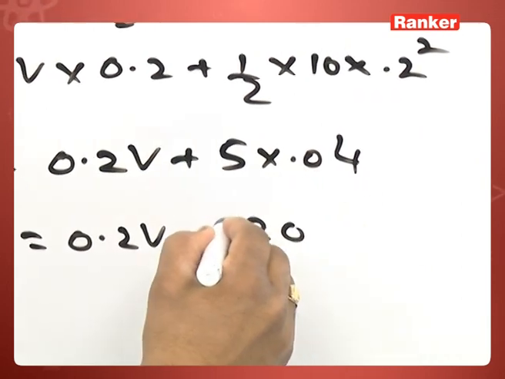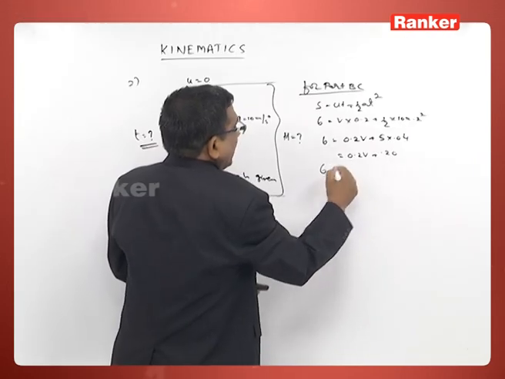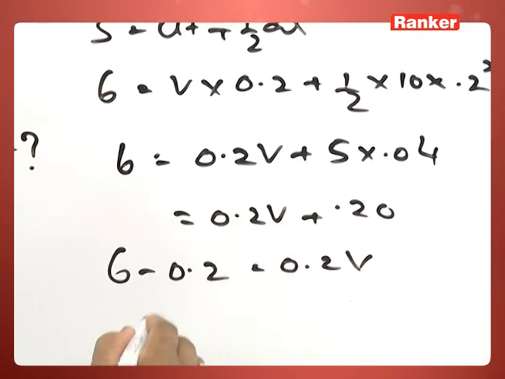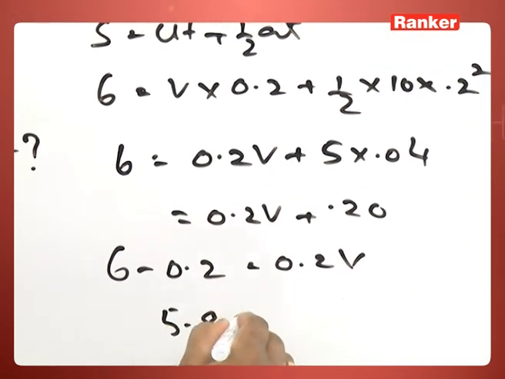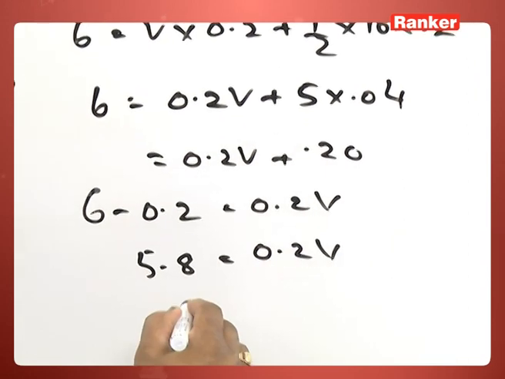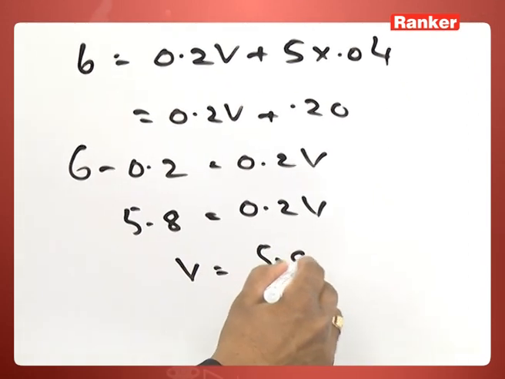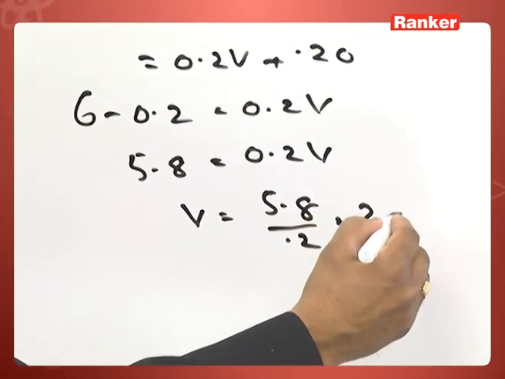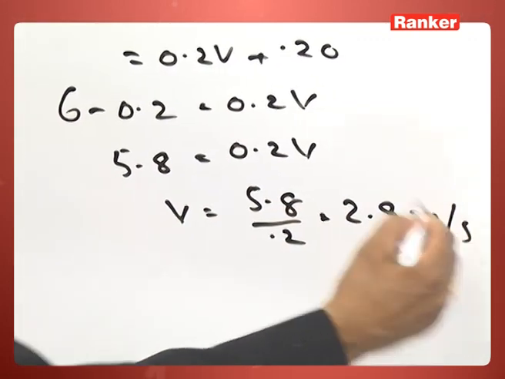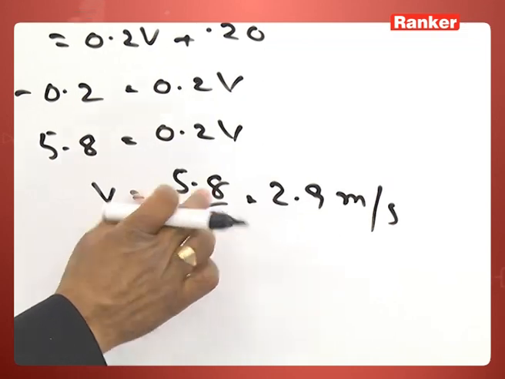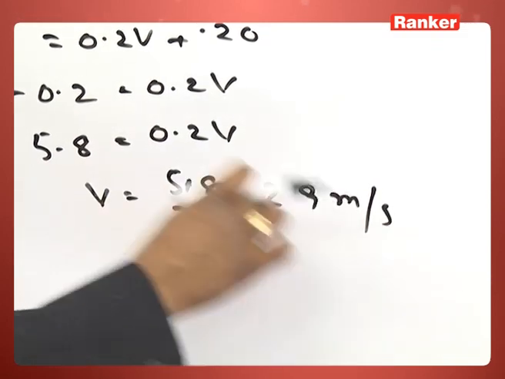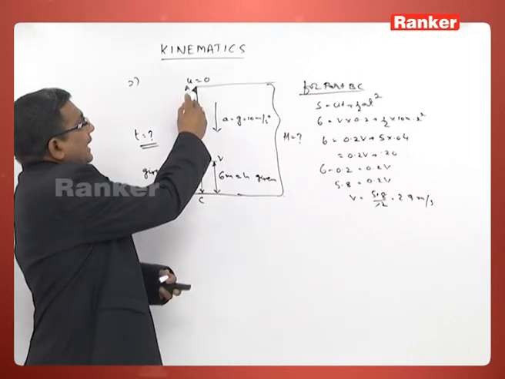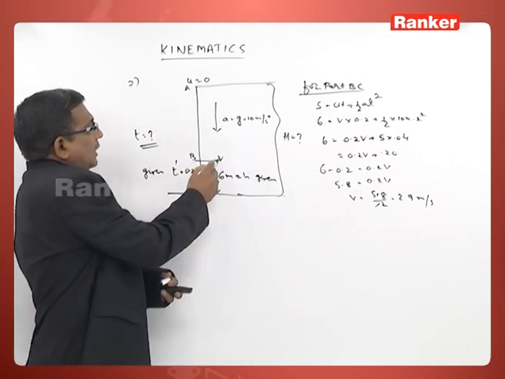Therefore, if you bring it across, 6 minus 0.2 is equal to 0.2v. So this comes to 5.8 is equal to 0.2v. So v is equal to 5.8 by 0.2. So you are going to get 29, as the decimals get cancelled. 29 meters per second velocity we are getting, by the time the body comes from A to B.